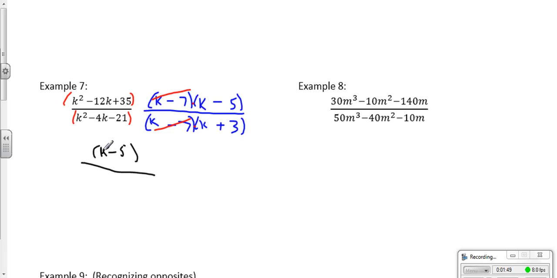I hate running with my mouse. Okay. Equals k plus 3. My eraser does not want to work for me. I don't need the parentheses here, but I see I just put them in. So, k minus 5 over k plus 3.